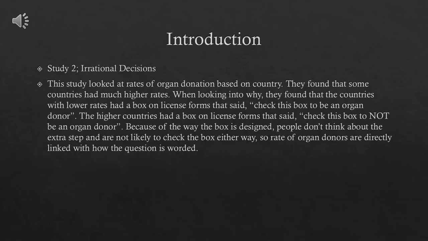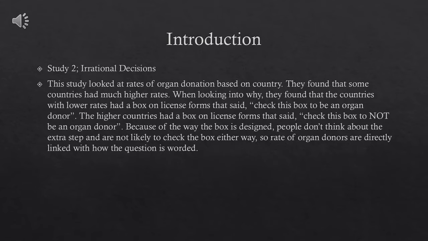The second study that I looked at was from one of the videos that we watched in class. So this was the study where they talked about irrational decisions. And I focused on when they talked about organ donation based on country. So in this study, they found that some countries had much higher rates of recorded organ donors than a bunch of other countries. And they were looking into this. They were confused if it was cultural reasonings or ethical reasonings. But what they ended up finding was that it was how the forms for licenses were designed.